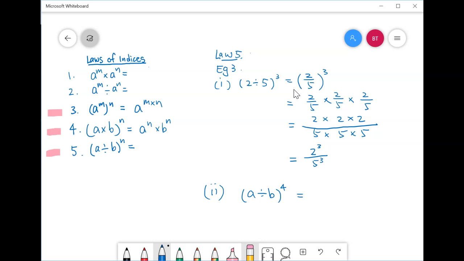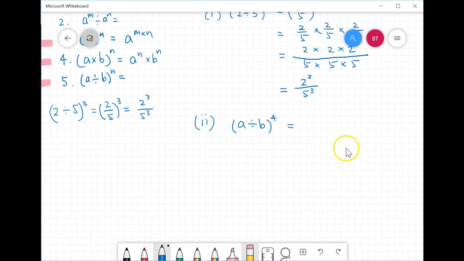And once again, we see this power 3 appears to get distributed to the numerator and the denominator of the original fraction. So we have 2 divided by 5 outside power 3 becoming 2 over 5 outside power 3 becoming 2 to the power of 3 over 5 to the power of 3. Again, this 3 appears to get distributed into each of 2 and 5. So in part 2, I'm going to see whether this happens again.